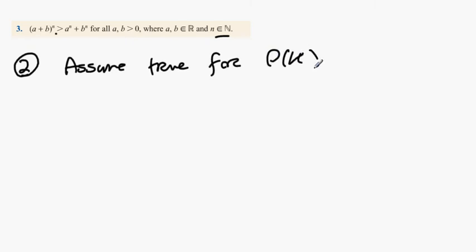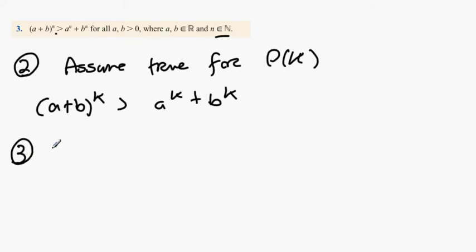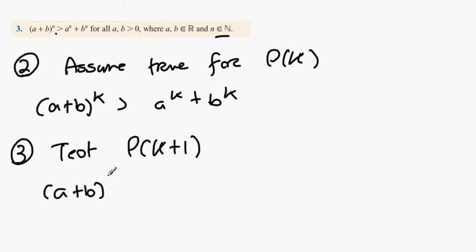Now when we assume true for P of K, what we're going to get is A plus B to the power of K greater than AK plus BK. Then part 3 is test P of K plus 1. And P of K plus 1 is going to be A plus B to the power of K plus 1 greater than AK plus 1 plus BK plus 1.